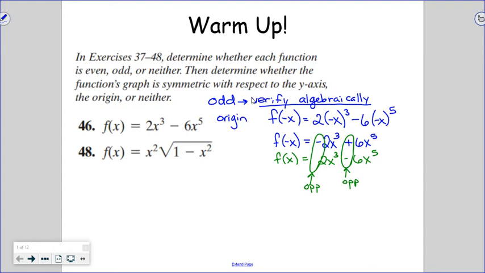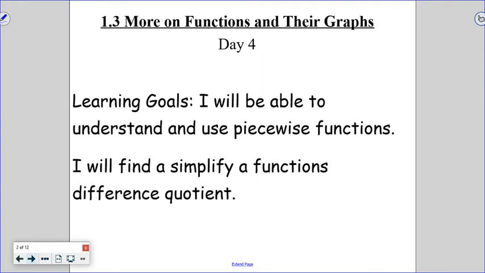All right, let's go to then our last day on 1.3. 1.3 had a lot of stuff in it, didn't it? Man, we've been doing this for 4 days here. Okay, here's what you're going to be able to get done by the end of today. Today you're going to be able to use piecewise functions to graph them and to understand how to use them. And then we'll also find and simplify functions using this thing called the difference quotient. We'll look at what that is at the very end of today.